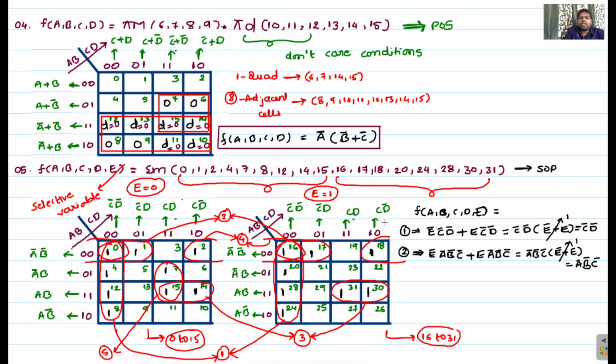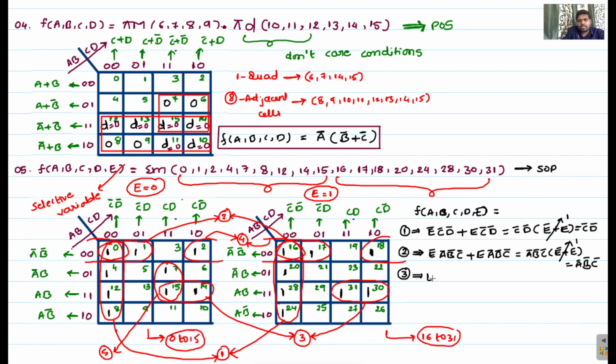That means if you consider the same pairs from the first K map to the second K map, E bar plus E is the common element that will always become 1, so you will get the resultant pair like this. For example, if you observe the third one, these two are common elements here.